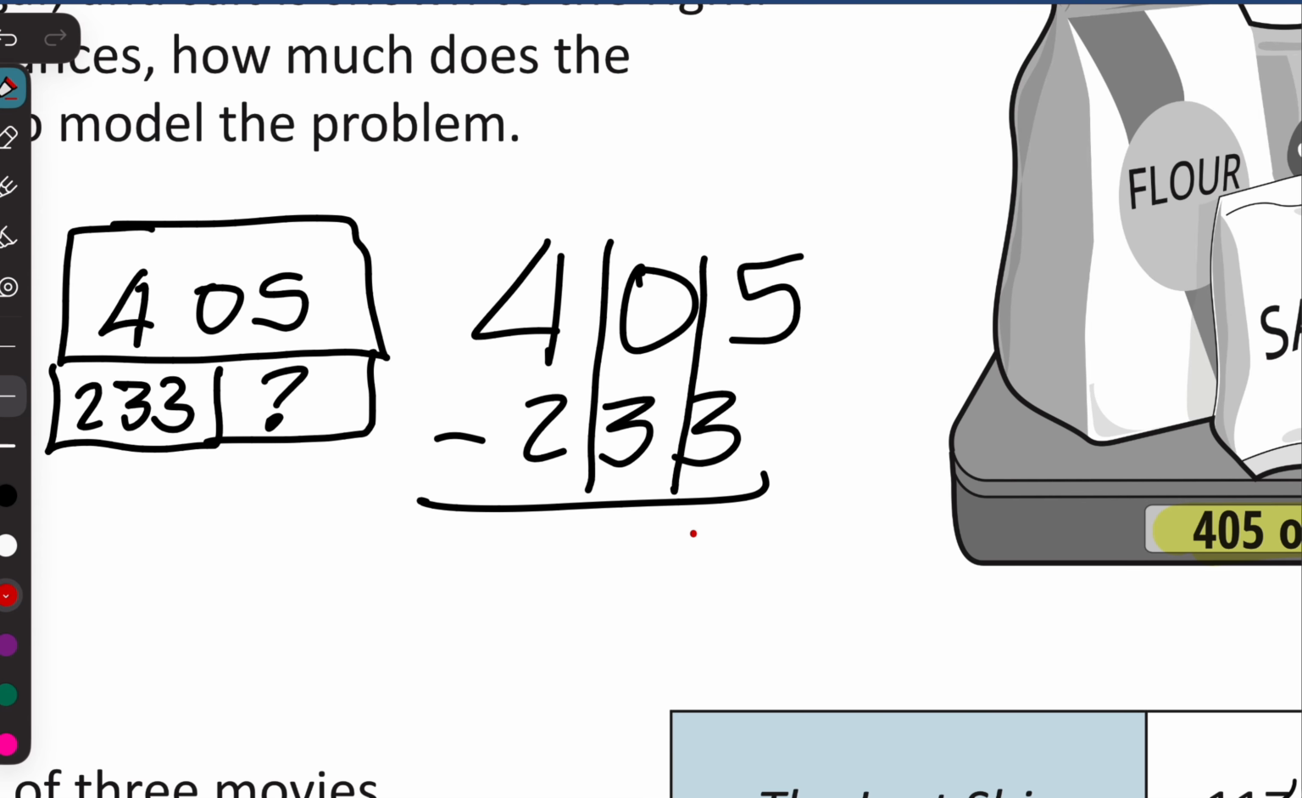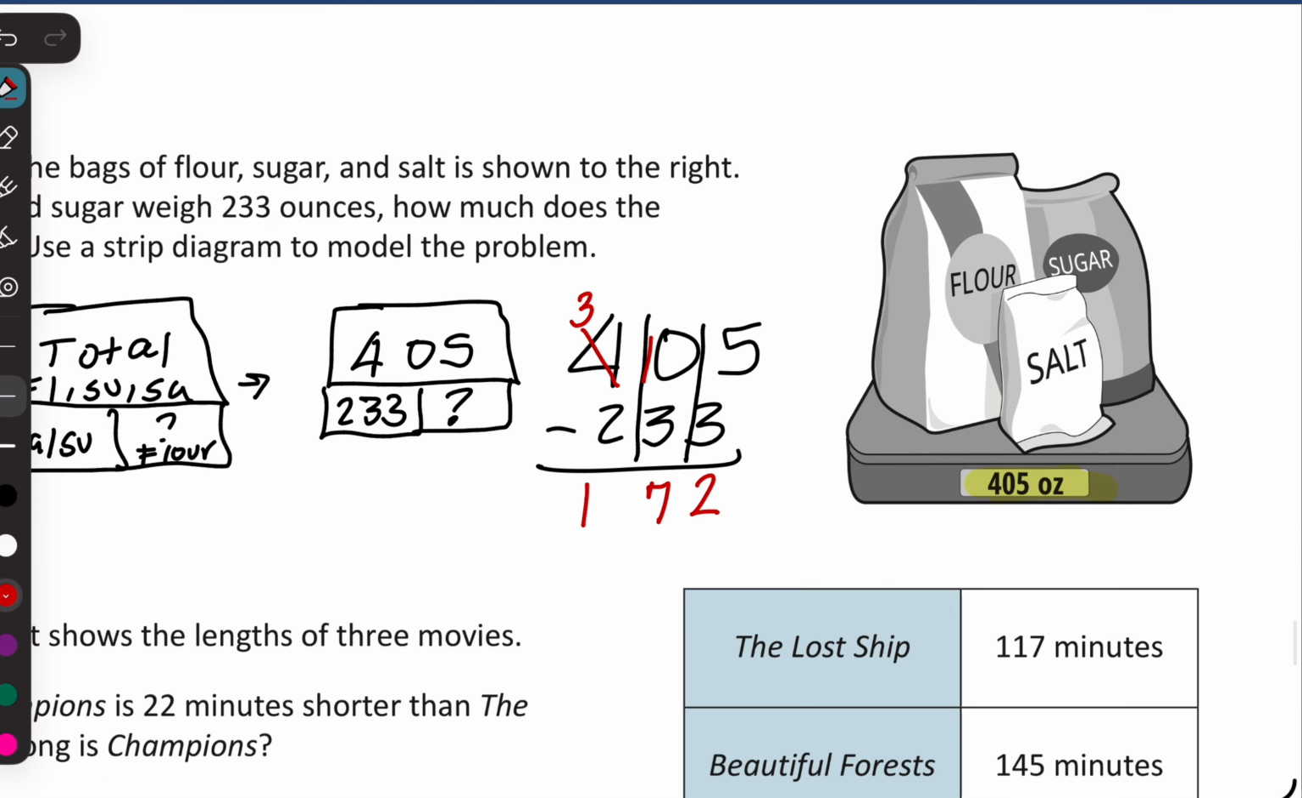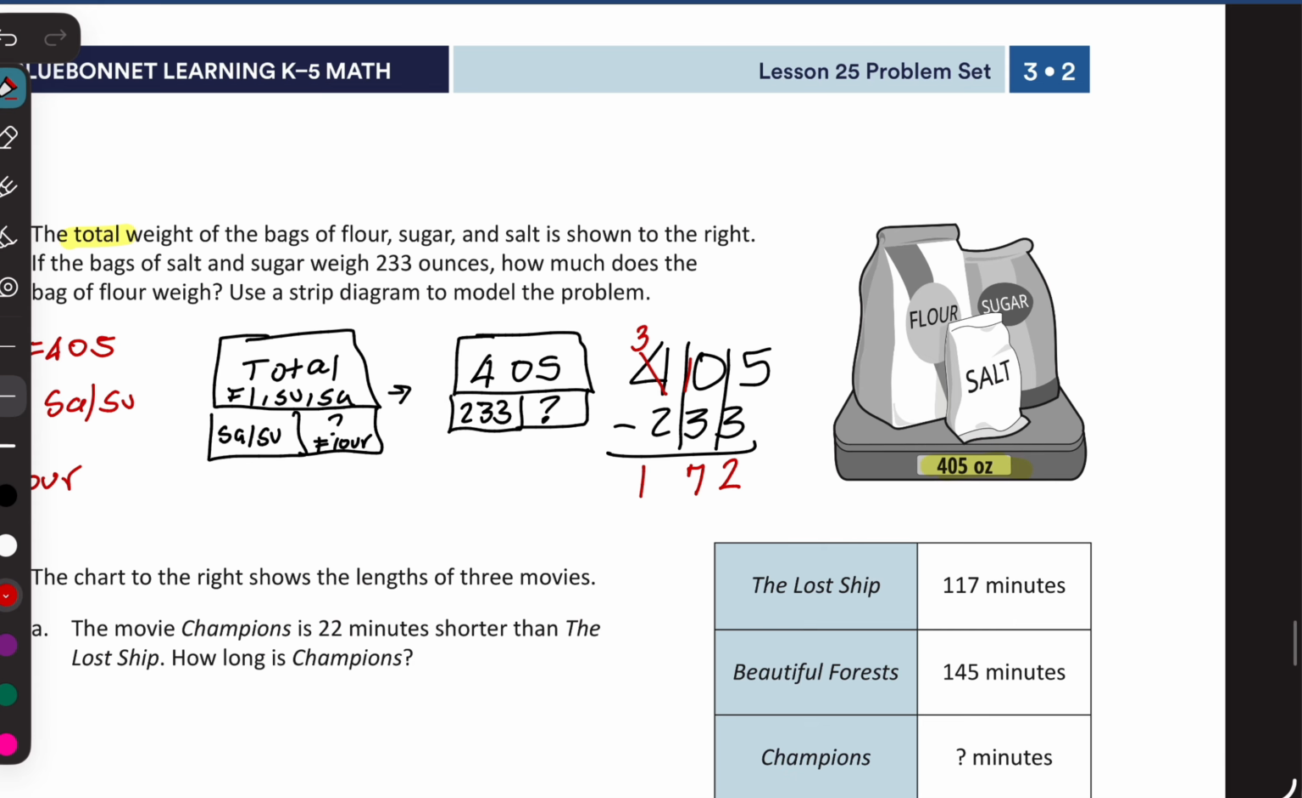That makes 2. Okay, so now I can't do 0 minus 3, so I'm going to regroup, take a 10. This becomes a 3. So now I have 10 minus 3, which makes 7. Okay, now I have 3 minus 2, which makes 1. So in this case, the flour is 172 ounces. That's how much the flour weighs.